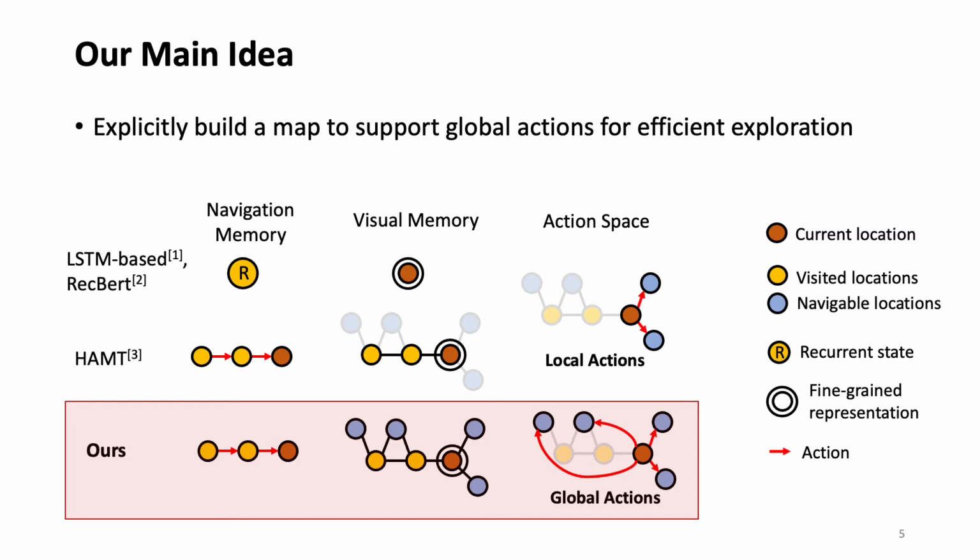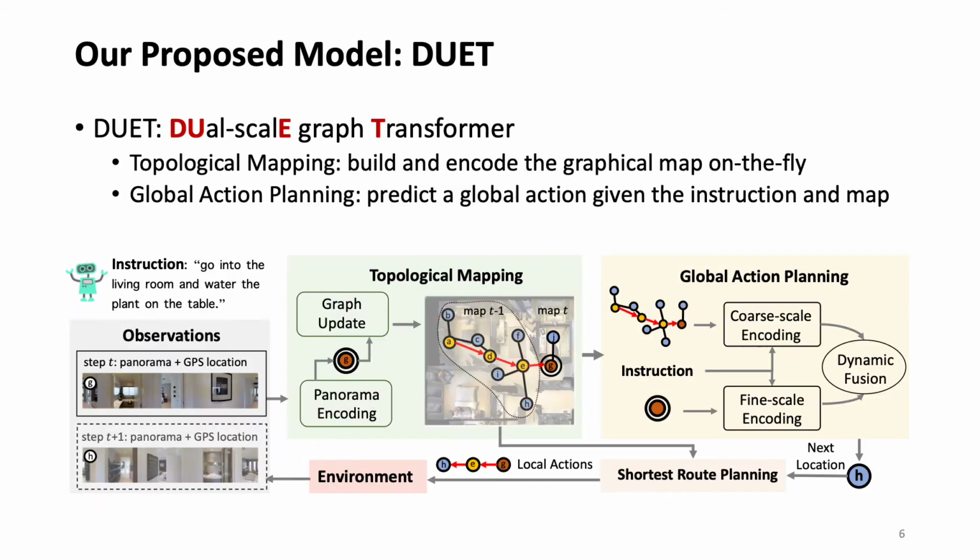To address these limitations in this work, we explicitly build a map to support global actions for more efficient exploration. Our model is called DUET, Dual-Scale Graph Transformer. It consists of two modules, Topological Mapping and Global Action Planning. At each step, the Topological Mapping module is used to update the map. Then the Global Action Planning module uses the instructions and the map to predict the next location. We compute a shortest path given the map to make local actions in the environment.